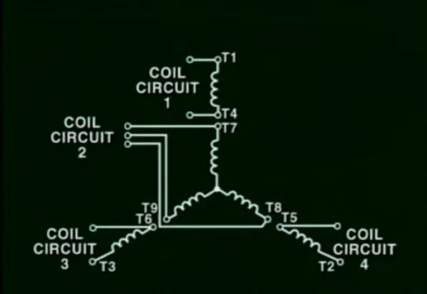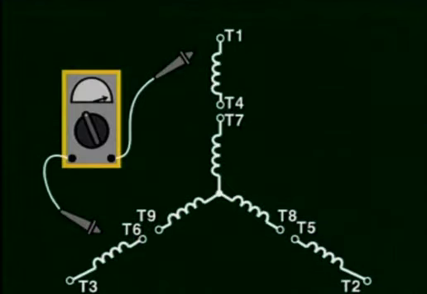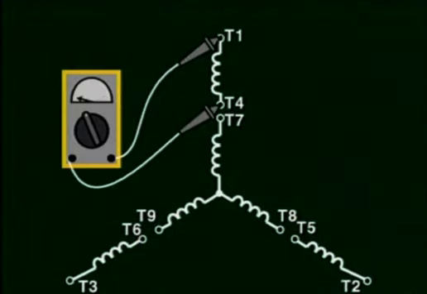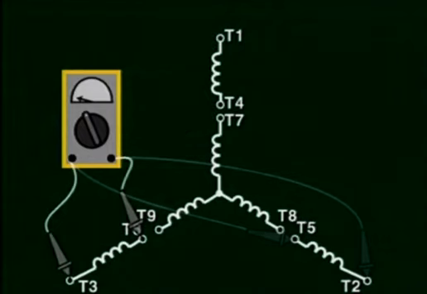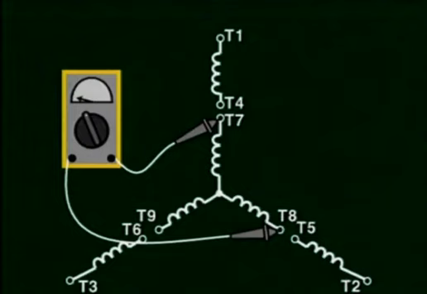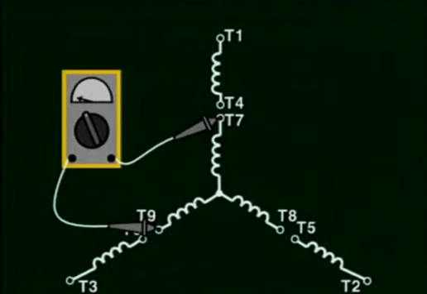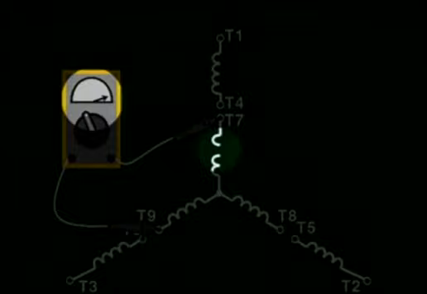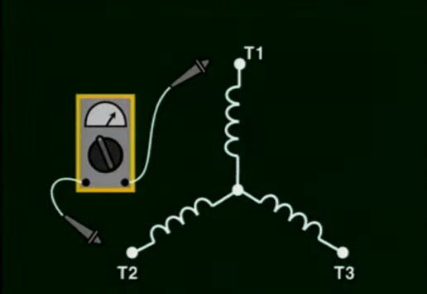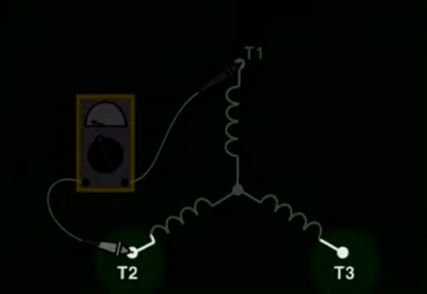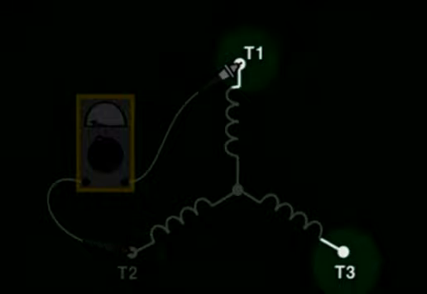In a dual voltage Y motor, the continuity test is performed in a similar manner, except that you'll have 4 circuits instead of 3, as in the delta motor's case. Here, you'll measure for continuity between T1 and T4, T2 and T5, T3 and T6, and then from T7 to T8, T8 to T9, and T7 to T9. If any of these windings show infinity resistance, then there is an open in that winding. If the motor is a single voltage Y, then the measurement of continuity will be done between T1 and T2, T2 and T3, and T1 and T3.